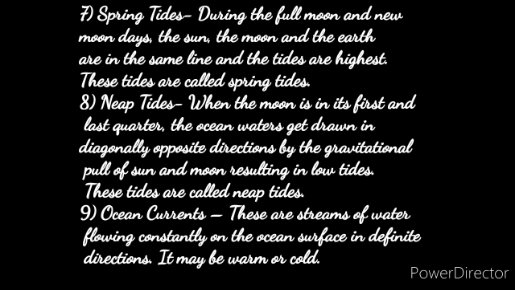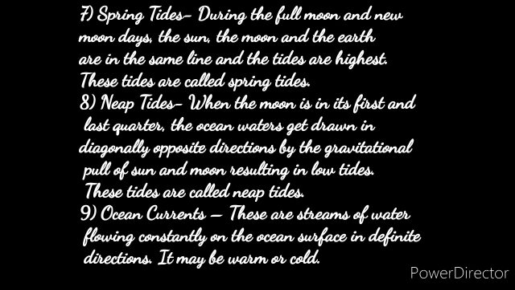Okay, next, seventh number is spring tides. During the full moon and new moon days, the sun, the moon, and the earth are in the same line and the tides are highest. These tides are called spring tides. Means during full moon day or new moon days, when the sun, moon, and the earth are in the same line, then they used to attract ocean water. They used to pull it towards itself. So these are called spring tides.